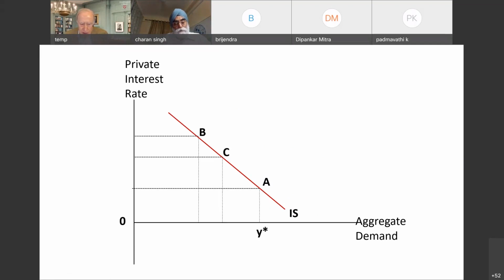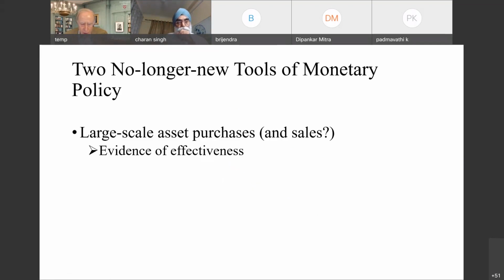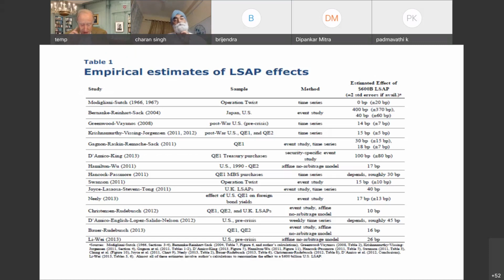Now, two things to be said about these asset purchase programs. One is that there's substantial evidence of effectiveness. Not everybody agrees. I could name friends of mine in the American monetary policy line of work who disagree, but I think the overwhelming consensus, and certainly my sense of the evidence, is that these programs were effective. Here is just one survey of evidence.